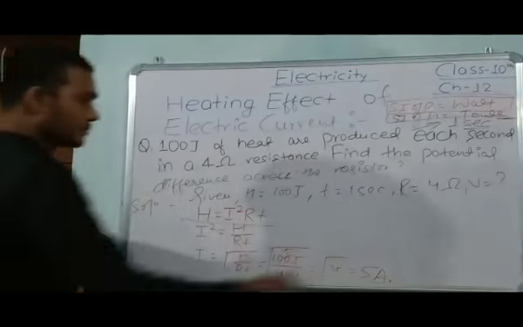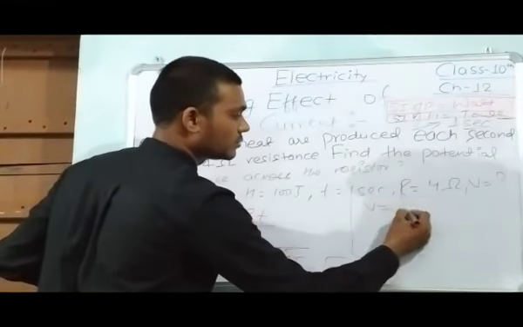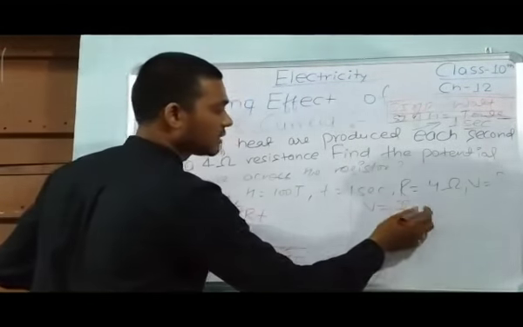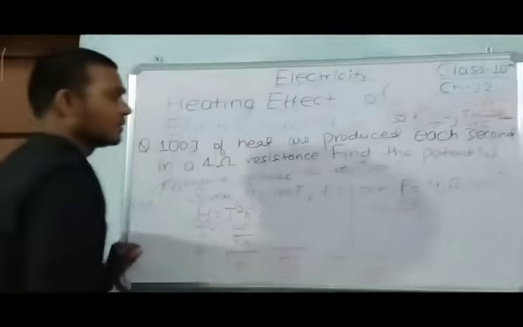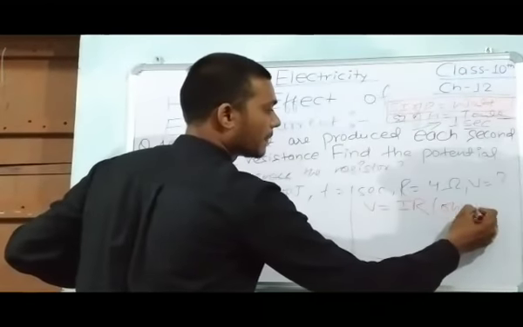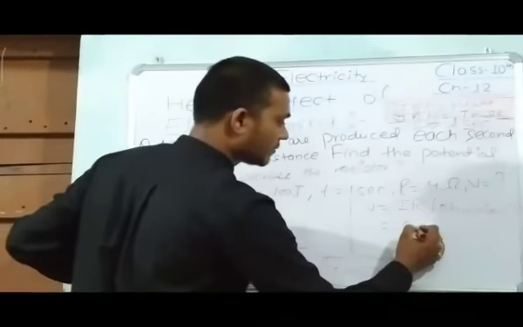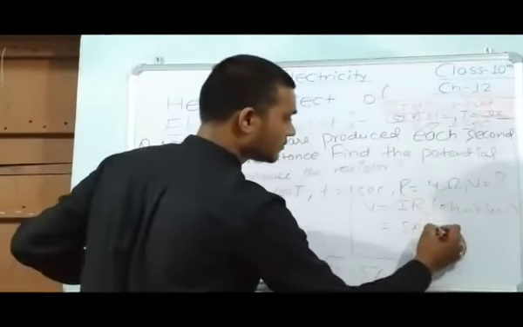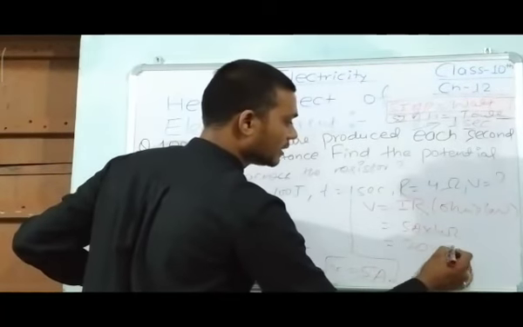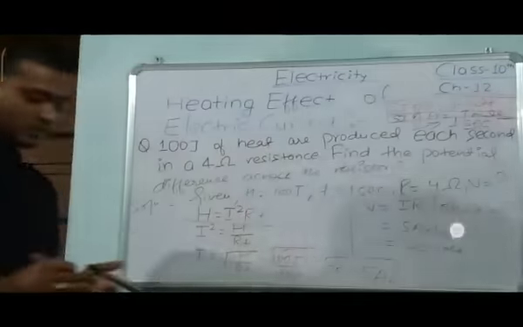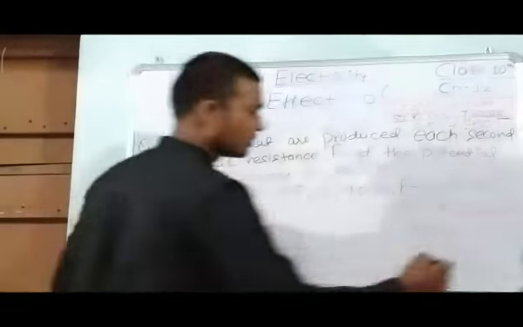Now we know that V is equal to IR by Ohm's law. So I is equal to 5 ampere and resistance is 4 ohm. Now we get 20 volt as the potential difference. So this is the final answer of this numerical.